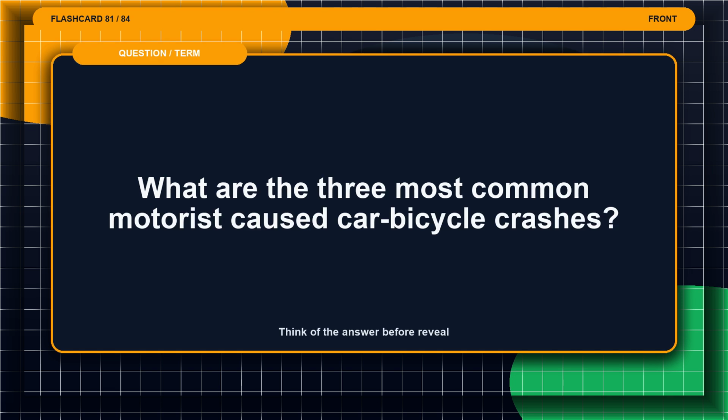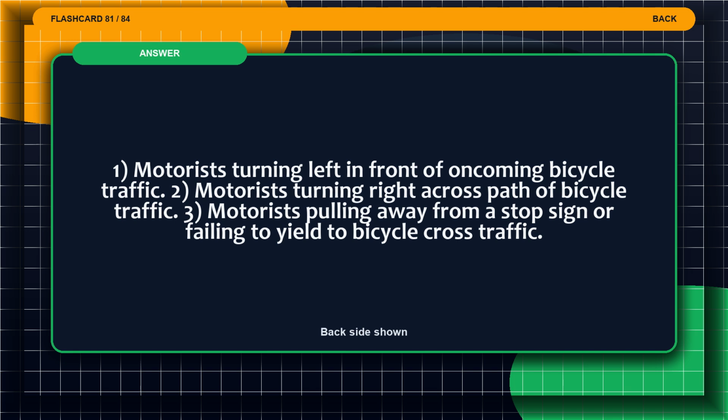Flashcard 81. What are the 3 most common motorist-caused car-bicycle crashes? Think of the answer before the reveal. The answer is 1. Motorists turning left in front of oncoming bicycle traffic. 2. Motorists turning right across path of bicycle traffic. 3. Motorists pulling away from a stop sign or failing to yield to bicycle cross traffic.